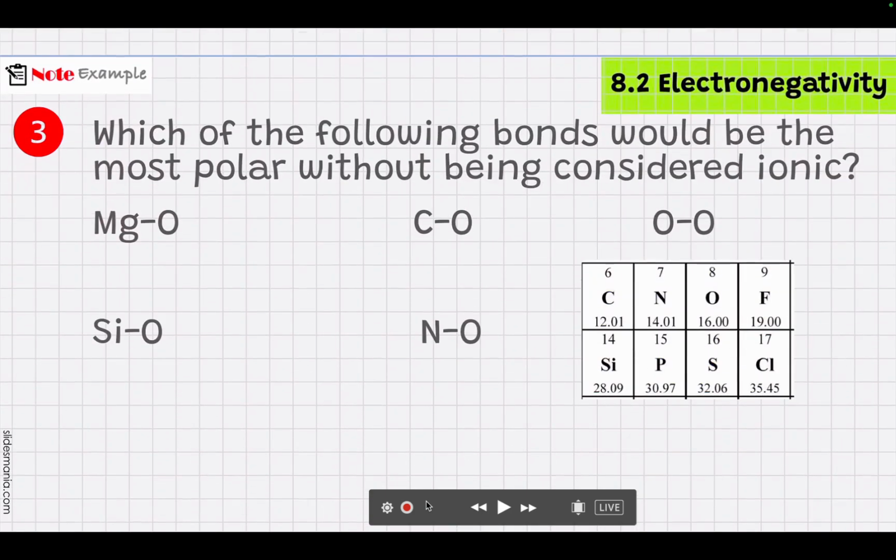Similar question number 3 is now which one would be the most polar? So again, we can use that same reasoning. We know it's not this one because it's ionic, not this one because it's diatomic, so it's nonpolar covalent. So now we're going to pick this one because silicon and oxygen are going to have a greater electronegativity difference than carbon and oxygen or nitrogen and oxygen.